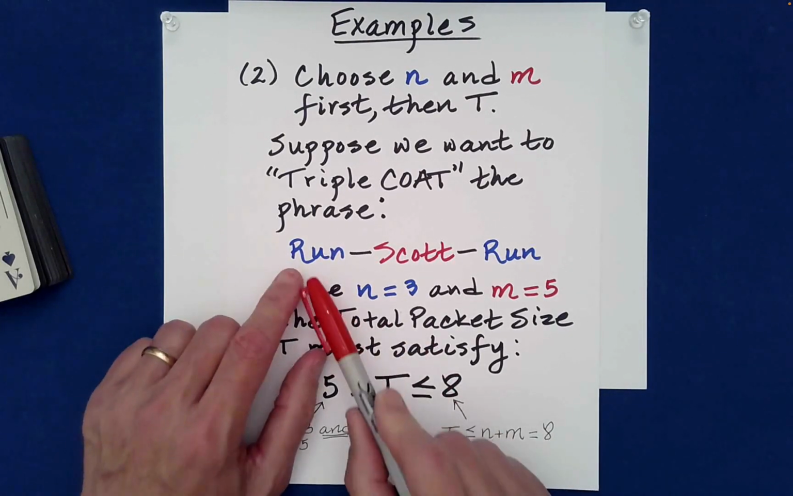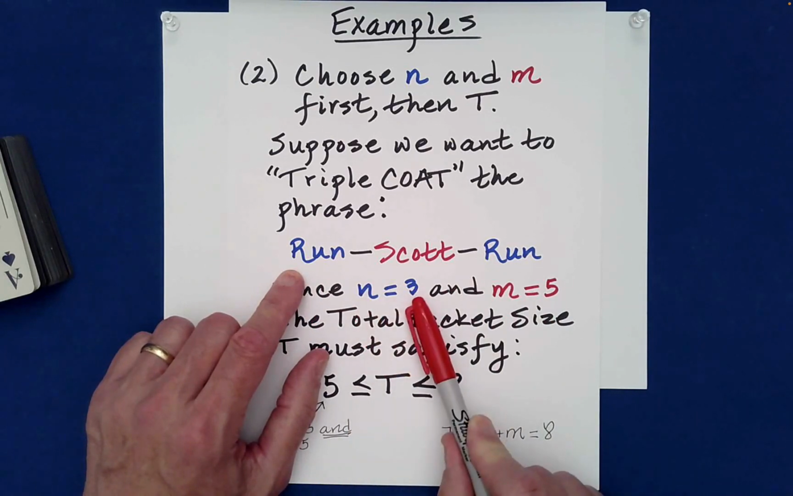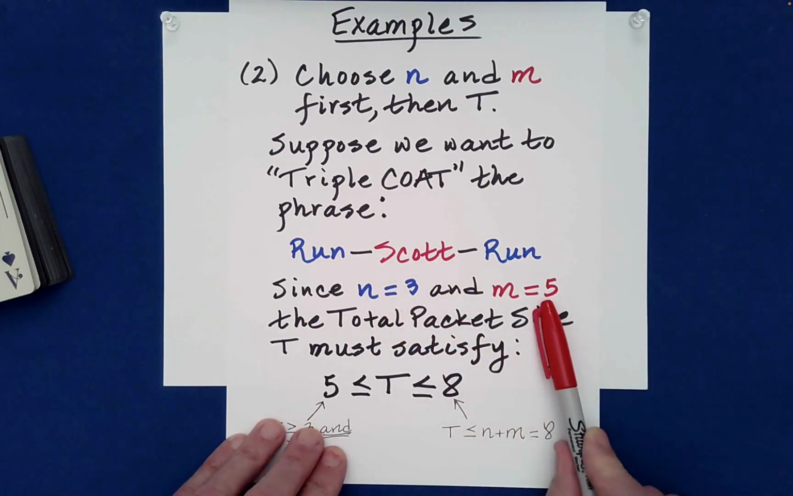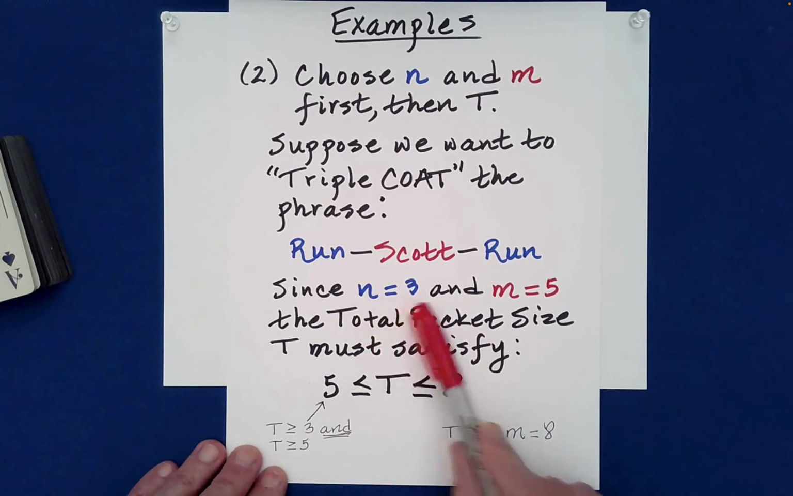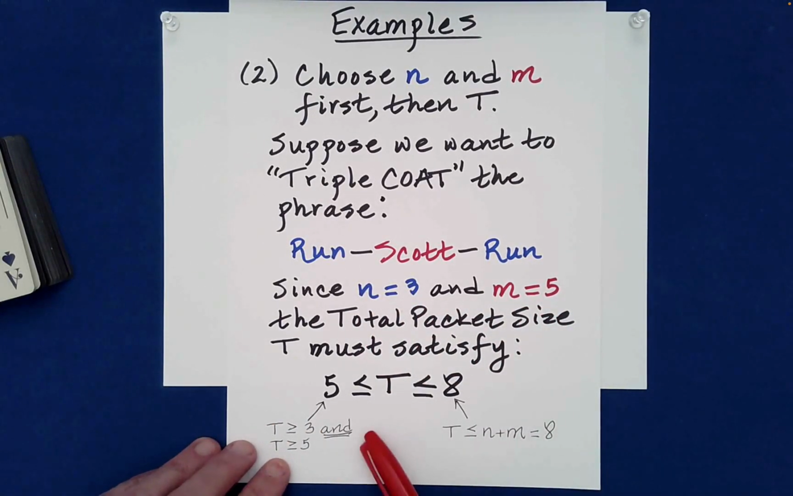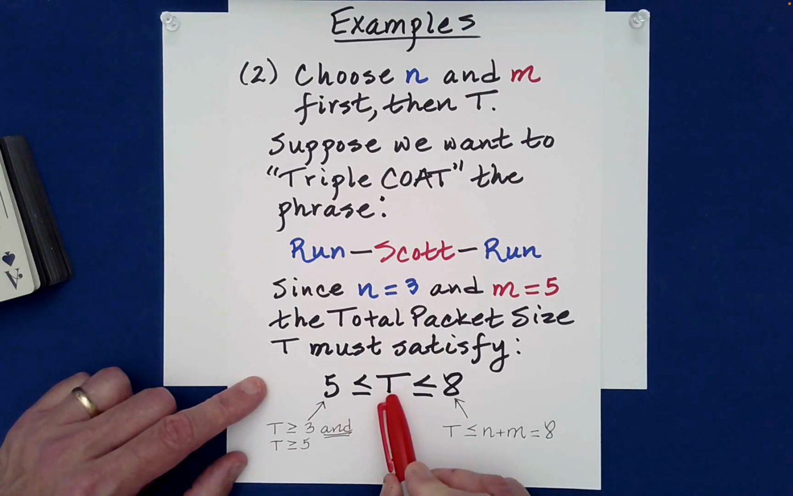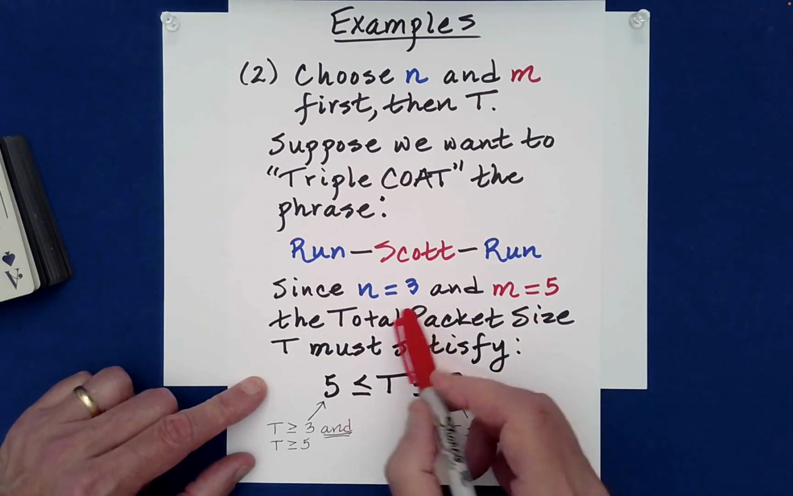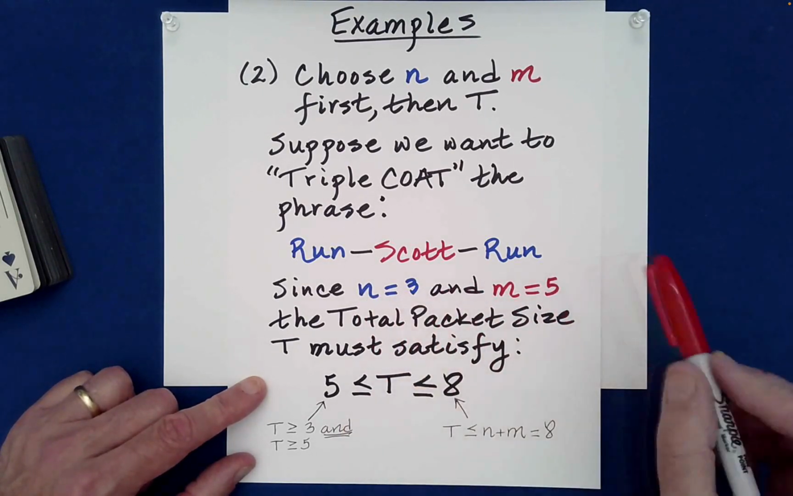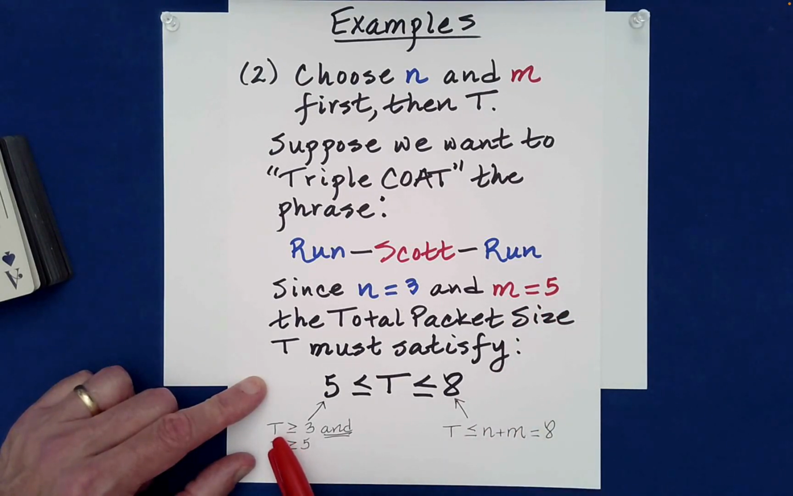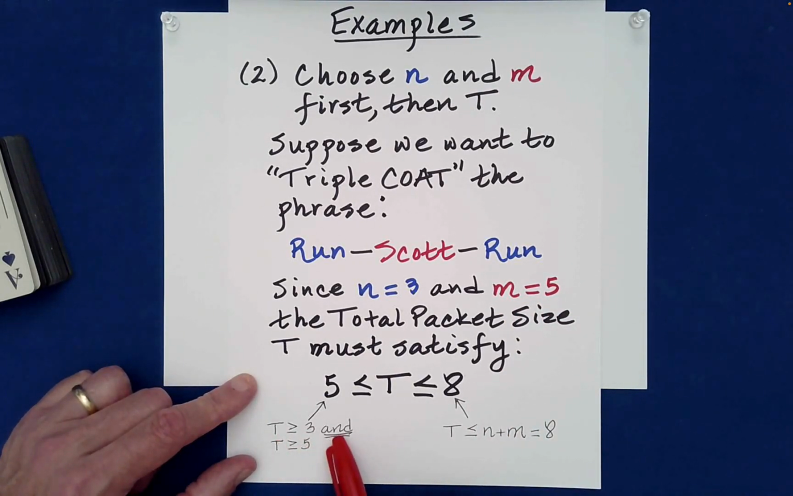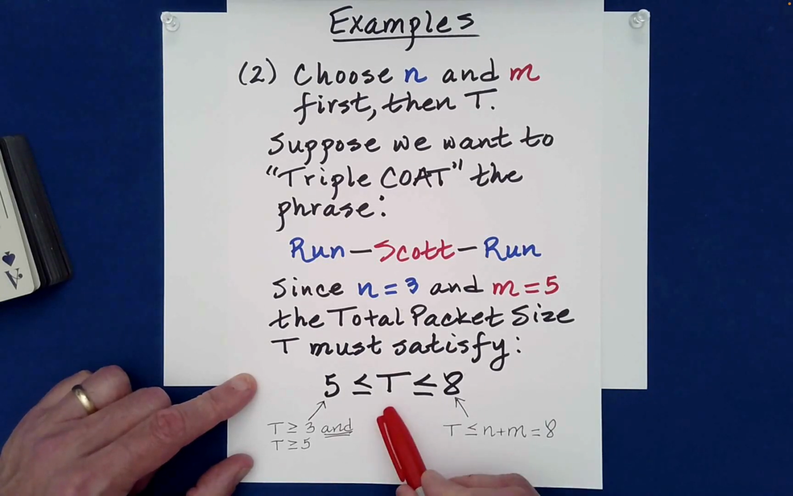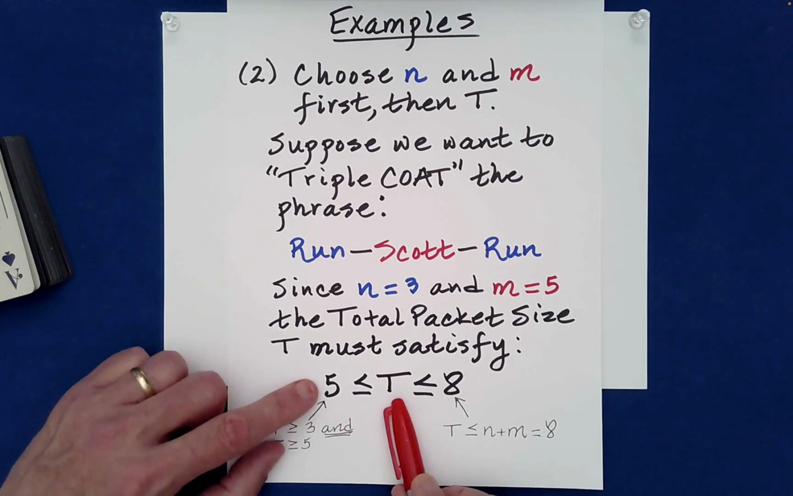Notice here, the first and third codings involve 3 letters, so 3 cards will be dealt down. The middle coding involves 5 letters. So n is 3, m is 5. Think back to our inequalities. First off, we need our total packet size to be bigger than or equal to both of these. So the packet size will have to at least be 3, but more than that, it needs to be at least 5. So packet size t needs to be greater than or equal to 3 and greater than or equal to 5. That means it needs to be greater than or equal to 5. So 5 is kind of a lower bound for the packet size.